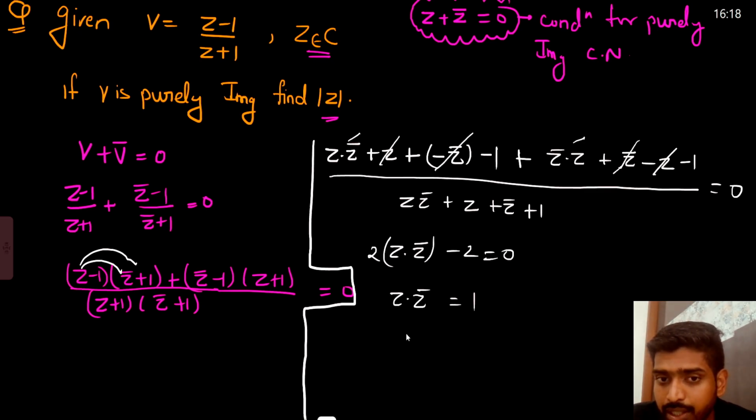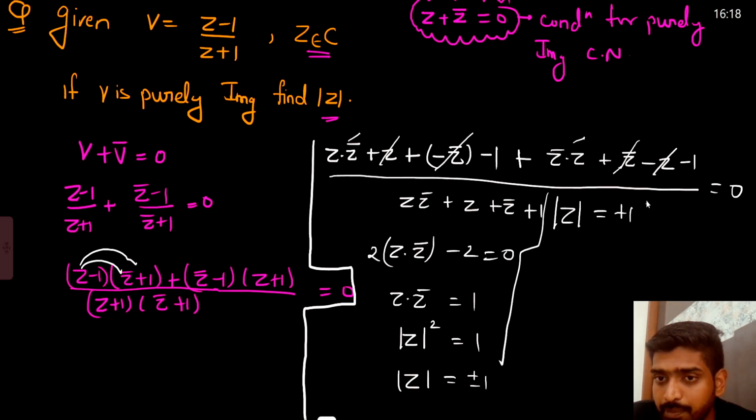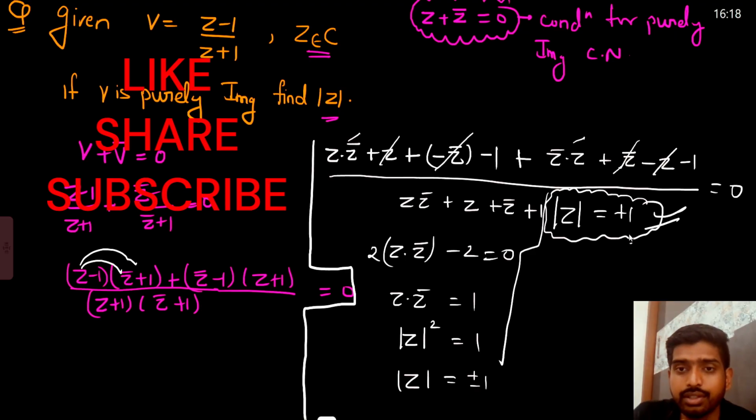What is z into z bar? z into z bar is nothing but modulus of z square is equal to 1. Means modulus of z is equal to plus or minus 1. We have seen in the properties of modulus that modulus can never be negative. So that's why here modulus of z will come plus 1. Minus 1 we will reject. This is the answer for this question. Thank you.